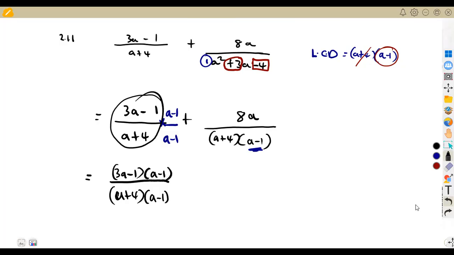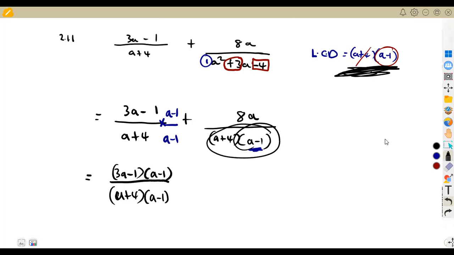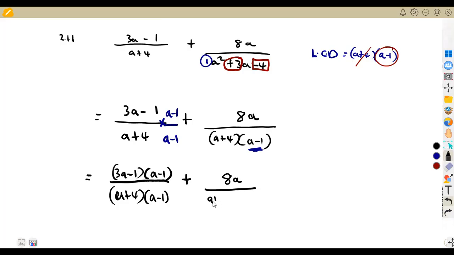Remember, doing this, we just want to make sure that these denominators are the same. So on this part, is there anything that I do not have here, but it's there on the LCD? There's nothing. Everything that we have here is already there on the LCD. So on this one, there's nothing that I'm going to do. I'm just going to rewrite as it is. So this will be a plus 4, a minus 1.